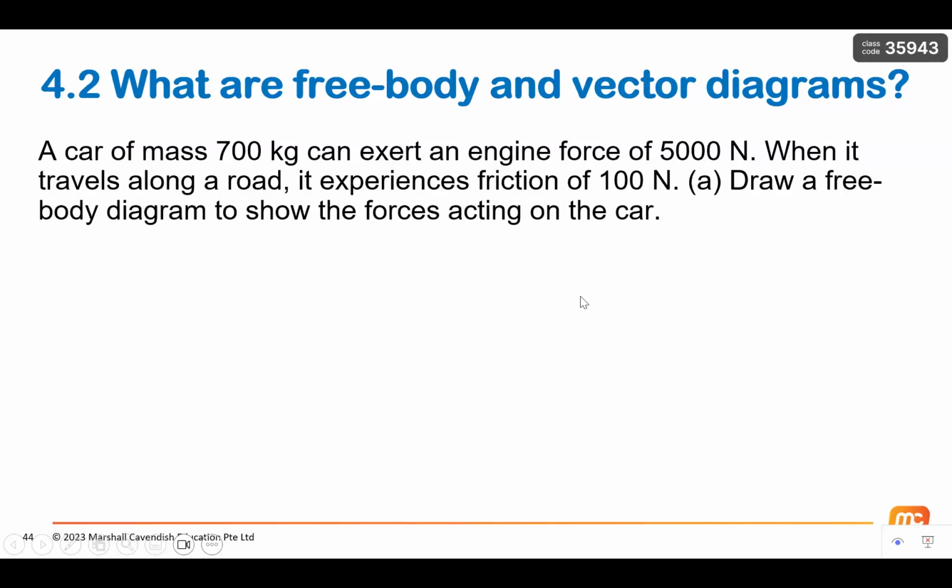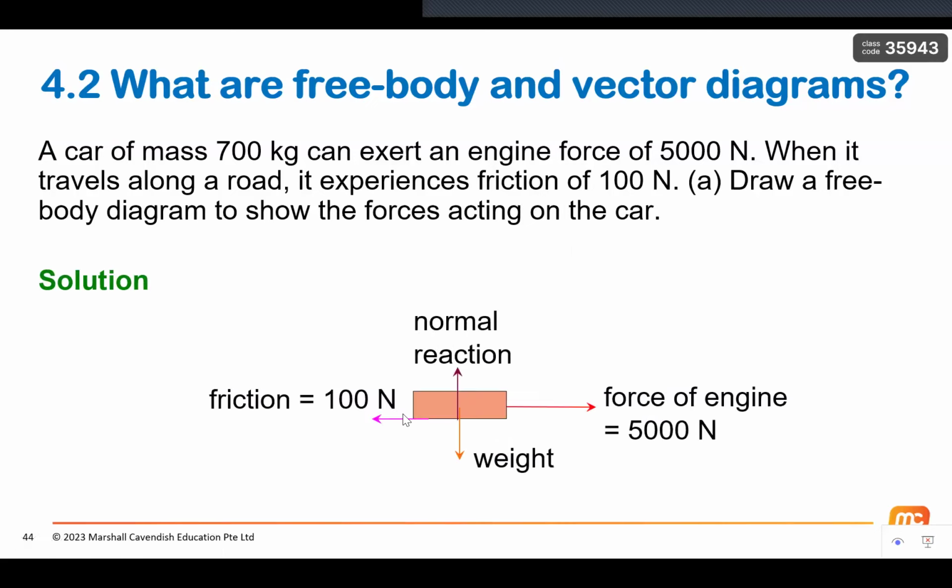So I usually just draw a box to represent the car, the object. Okay, so I have a weight, which is 700 kg or 7,000 Newtons. I have the engine force, which is moving forward at 5,000 Newton. And then I have a frictional force between the road and the car, which is on the surface of the material, a frictional force of 100 Newton. And since this car is touching the floor, there is a normal contact force. Okay, so this is how a free body diagram for the car looks.